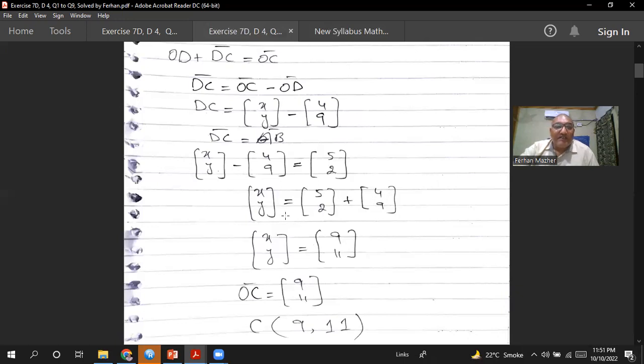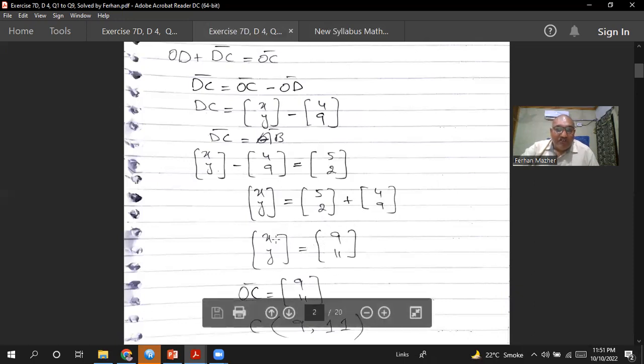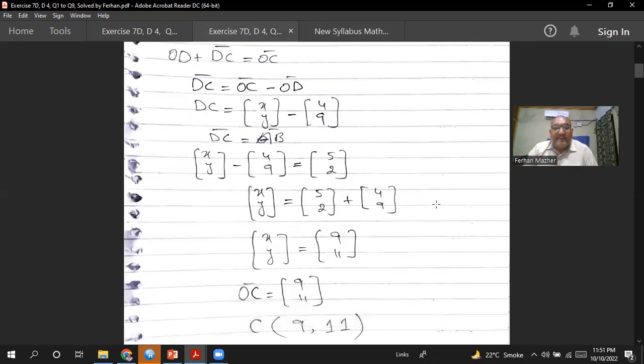It will become positive. So (X, Y) will be equal to 5 plus 4 is 9, 2 plus 9 is 11. So X will be equal to 9 and Y will be equal to 11. So the position vector of C will be (9, 11). If I know the position vector OC, then I know the coordinates also. The position vector is the coordinates. So in coordinate form, it will be the bracket 9, comma 11, bracket close.